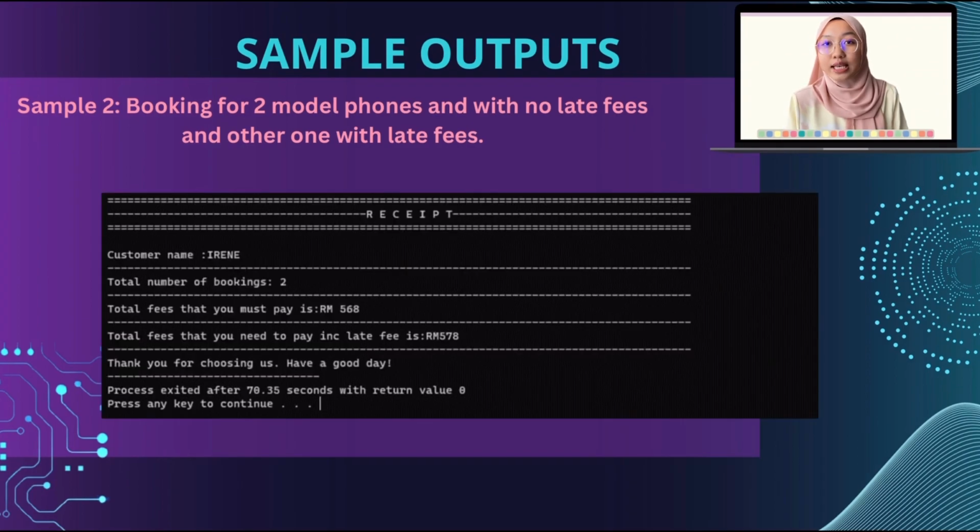After that, the receipt will show the name of the customer, Irene, the total number of bookings, which is 2, and the total fees for the 2 model phones, which is RM568, but the user needs to pay based on the total fees including late fee, which is 578. Lastly, the appreciation words: thank you for choosing us and have a good day.